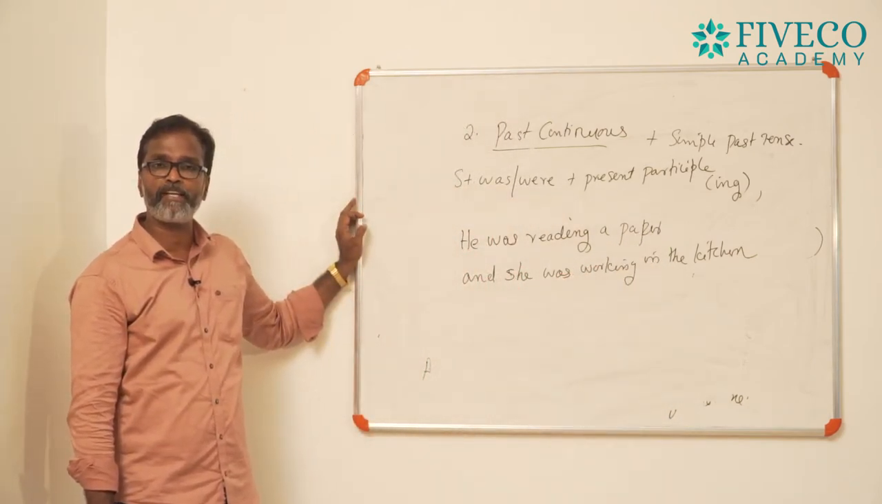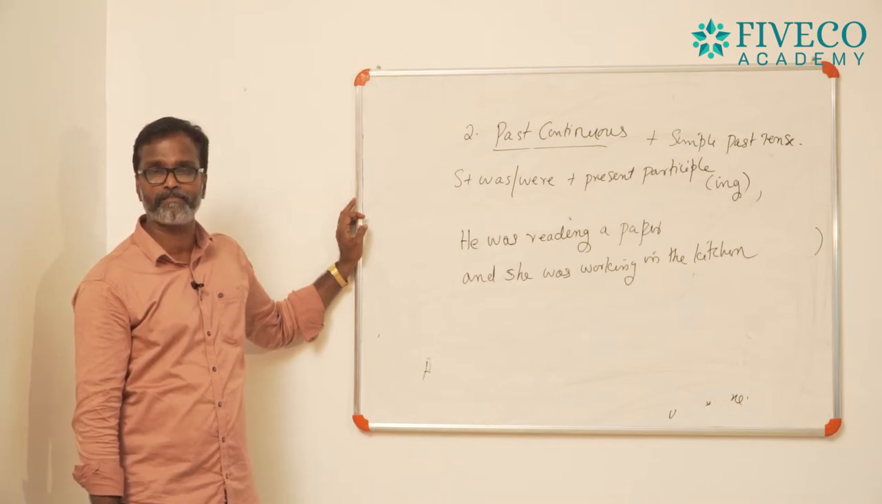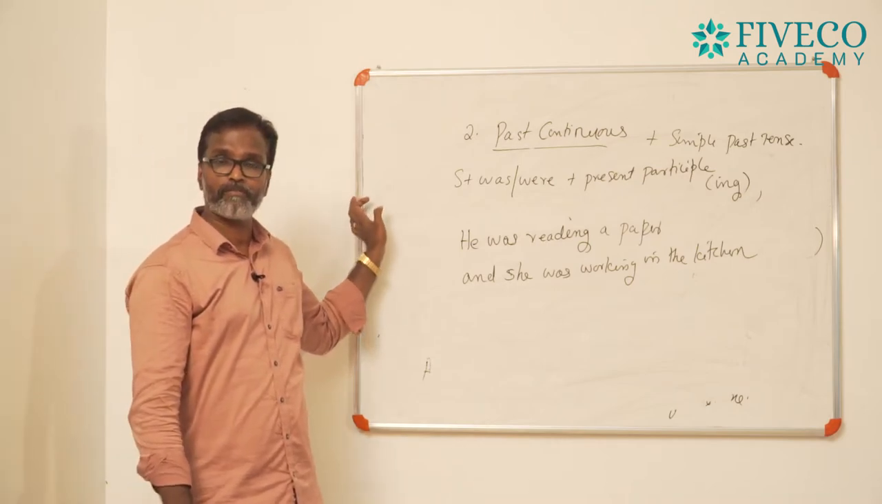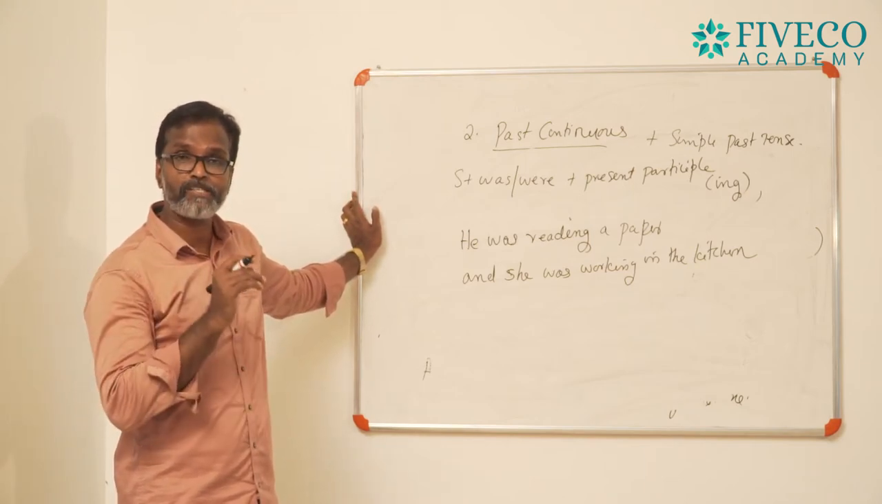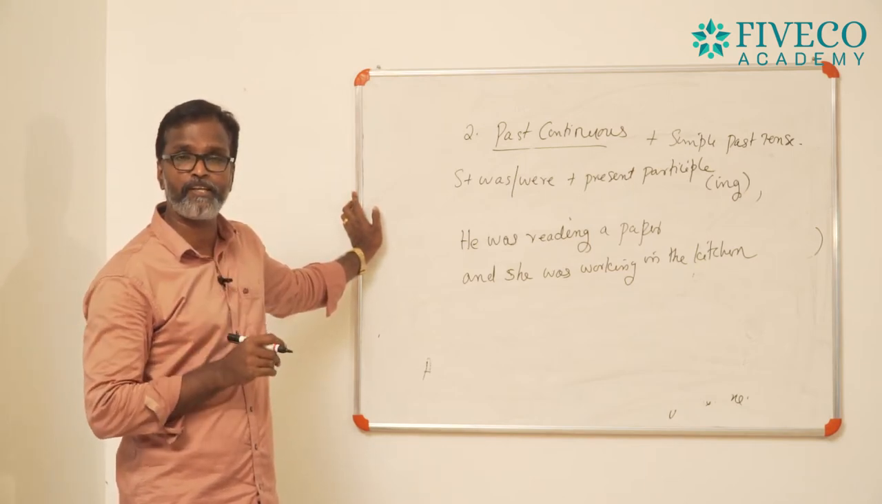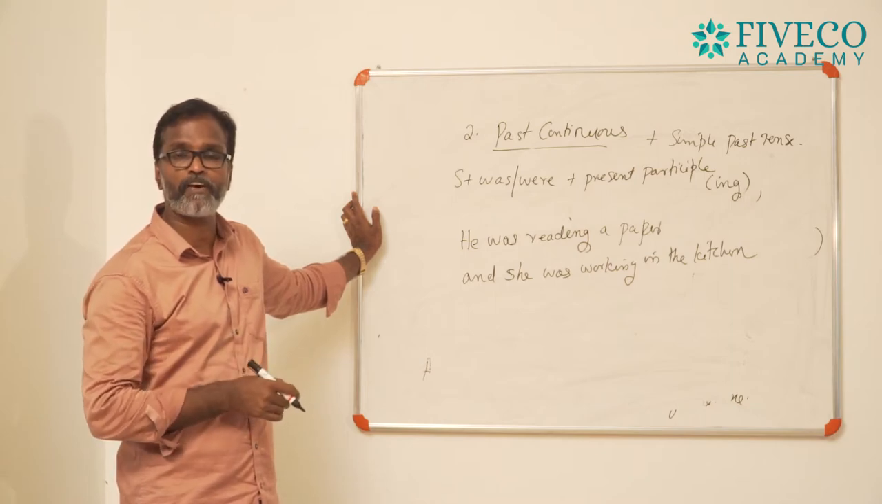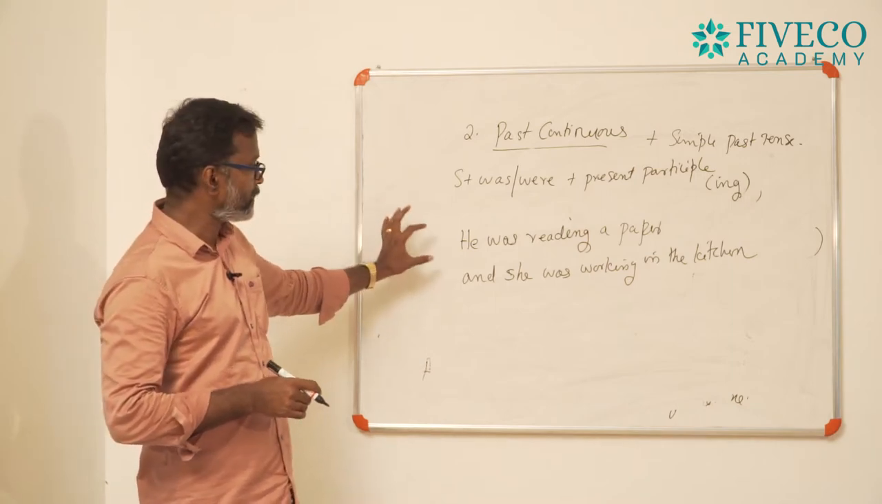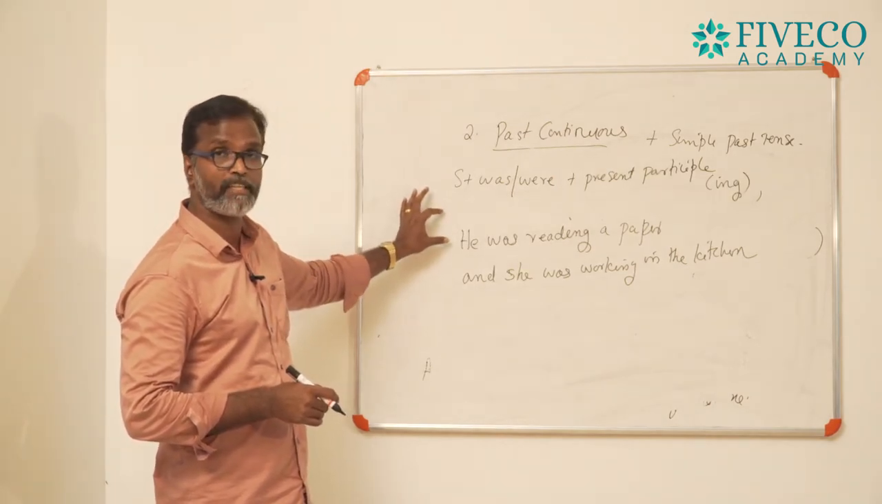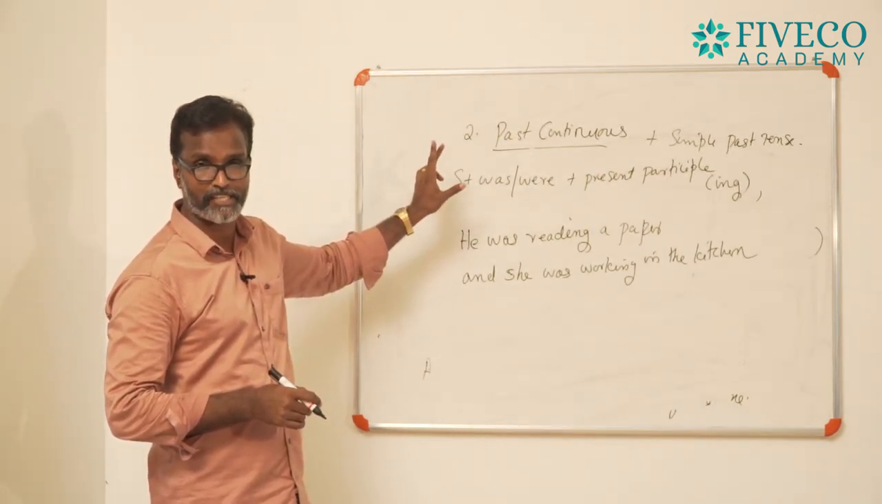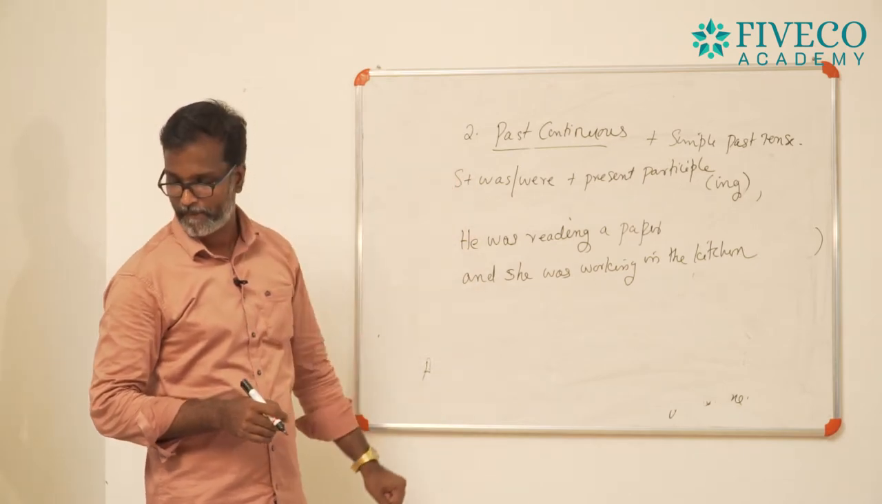Suppose you are reporting an incident to someone. When that incident happened, he was reading a newspaper, and she was working in the kitchen. I mean, these two actions were happening in the past, continuing in the past, simultaneous actions. Two actions happening together.